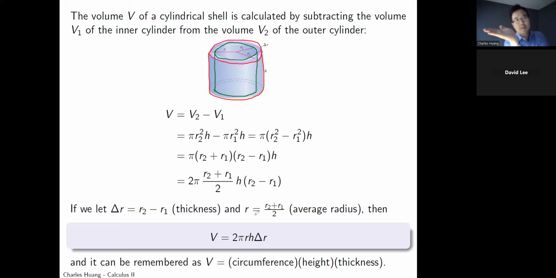And then once I open my hand, I also need to know the thickness. The thickness is, of course, the difference in the circle, right? So the thickness here is the difference between the radii. So that's the last part. It turns out the volume of these shells is circumference, height, thickness. So it's a little bit harder than pi r squared.